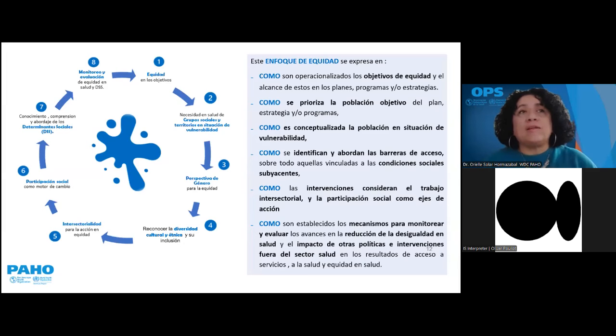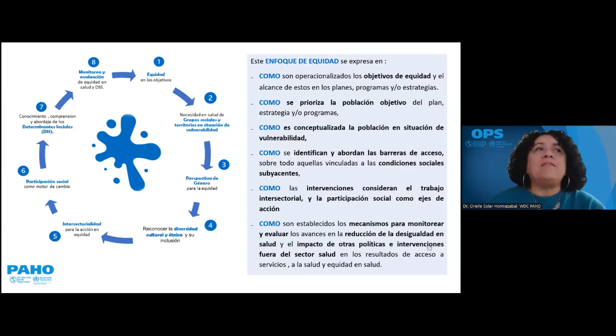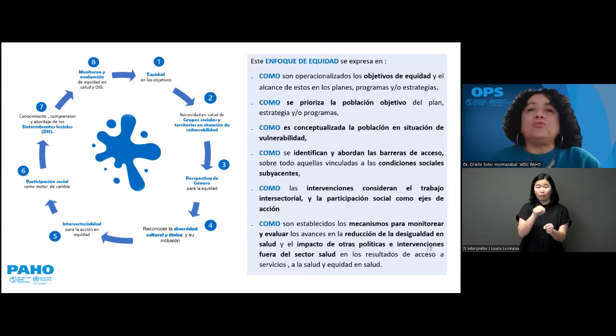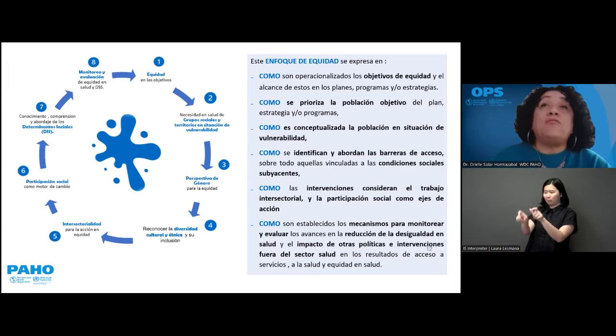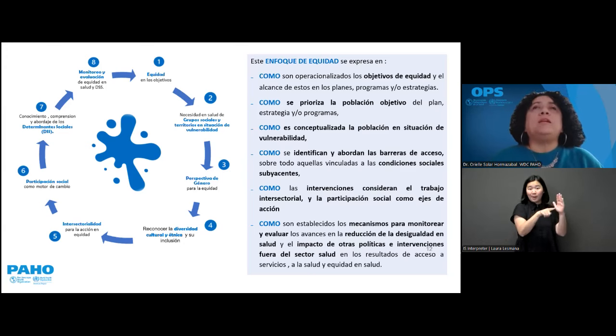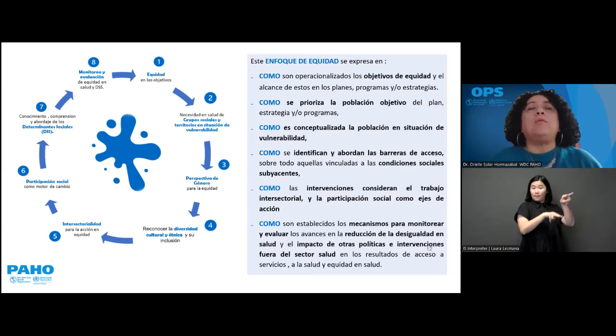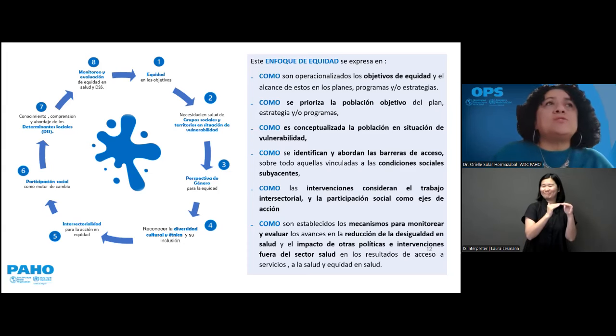So the interventions the program is proposing consider this intersectoral work. A fundamental axis is social participation in this process, for these interventions and also for program formulation, and the mechanisms for monitoring and evaluation. You have to monitor how to reduce inequalities and also see the impact of other policies beyond the health sector on these programs. For many people, anything that has to do with housing, transportation, everything that has to do with social policies, is fundamental for the success of these health programs.